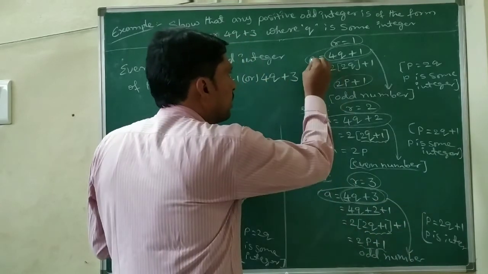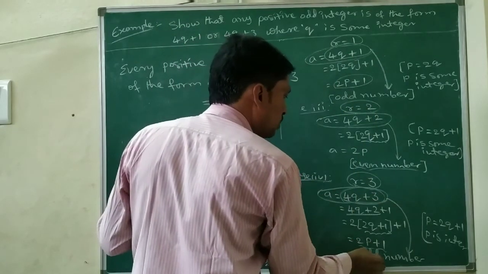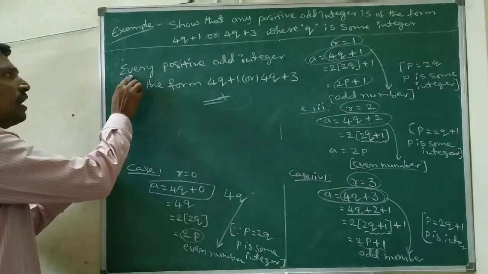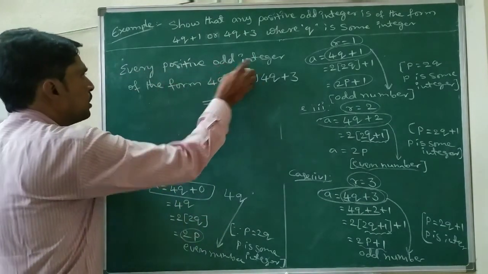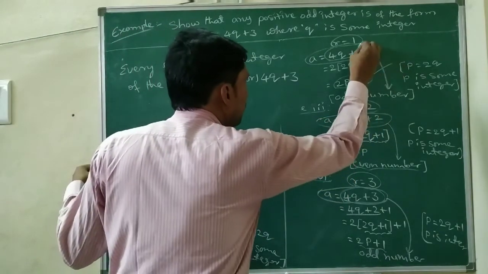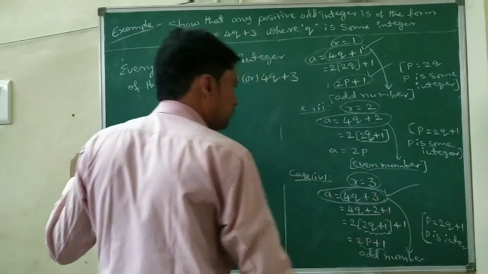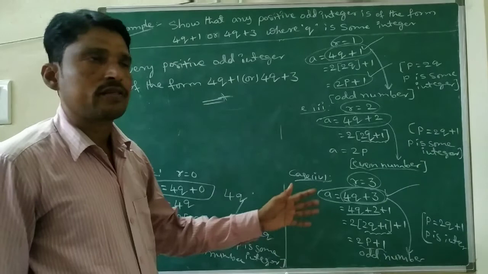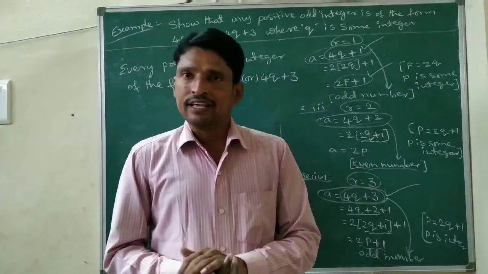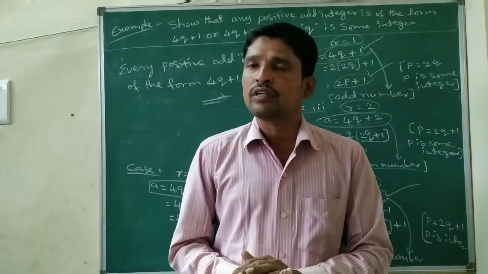So here a equal 4q plus 1 and a equal 4q plus 3 only, we got the odd numbers. So we can conclude the problem. Every positive odd integer is of the form 4q plus 1 and 4q plus 3. So where we are getting the odd numbers, those a values we need to write. In this video, we have seen how to solve problems by using the division algorithm.